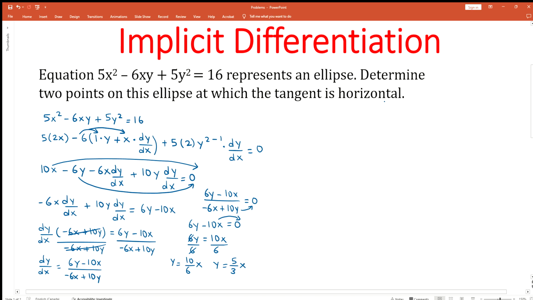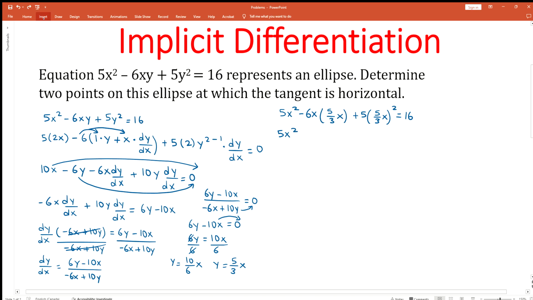We have to find 2 points on this ellipse at which the tangent is horizontal. The points at which the tangent touches the ellipse also lie on the ellipse. So we can find the 2 points by subbing in y as 5 over 3x in the given equation of the ellipse and solving for x. So we get, I replaced y with 5 over 3x.